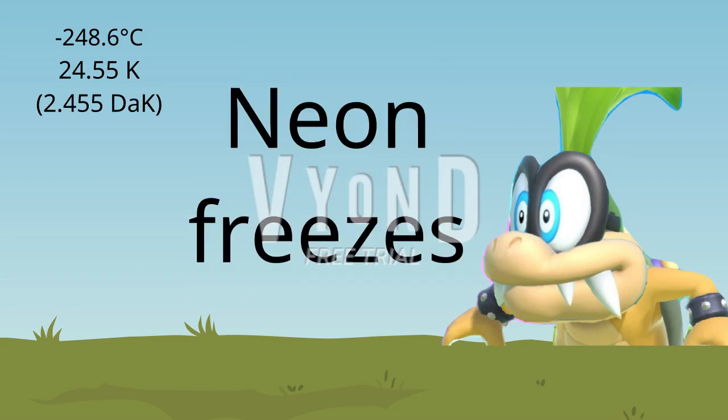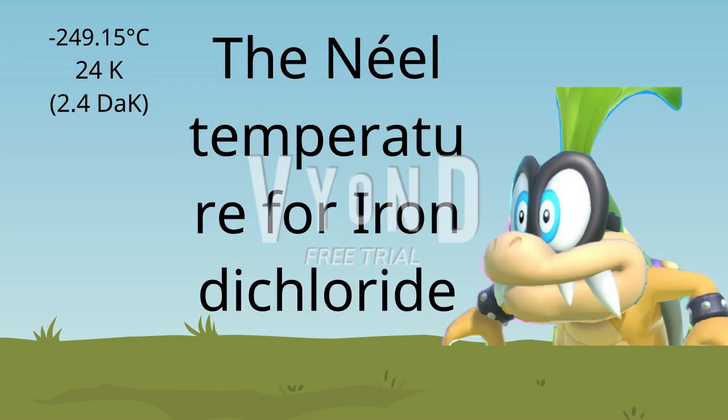Neon freezes at minus 248.6 degrees Celsius, or 2.455 decakelvins. That's 24.55 Kelvin. Only hydrogen and helium are left as gases. The Néel temperature for iron dichloride, a compound containing one iron atom and two chlorine atoms, is minus 249.15 degrees Celsius, or 2.4 decakelvins.